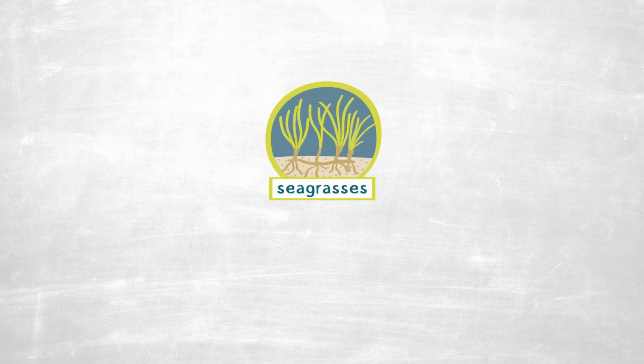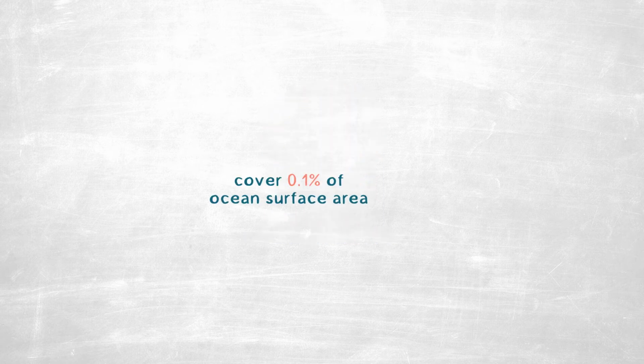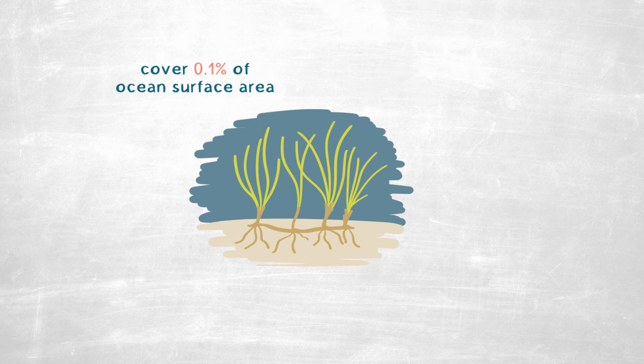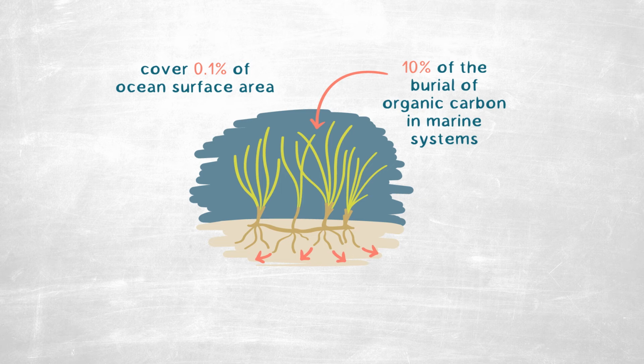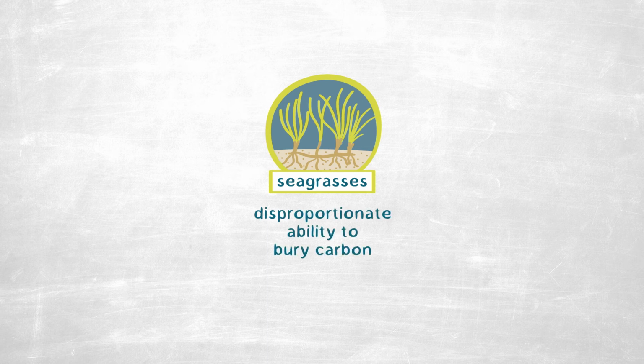So seagrasses are really important ecosystems to global oceans. If you think about seagrasses, they only cover about 0.1% of the ocean's surface area. However, despite their low abundance in the ocean, they're actually responsible for 10% of the burial of organic carbon in marine systems. So that means they have this disproportionate ability to bury carbon over long periods of time. And they typically do this by burial through their tissues, but also through deposition of organic carbon into the environment, or into their sediments.